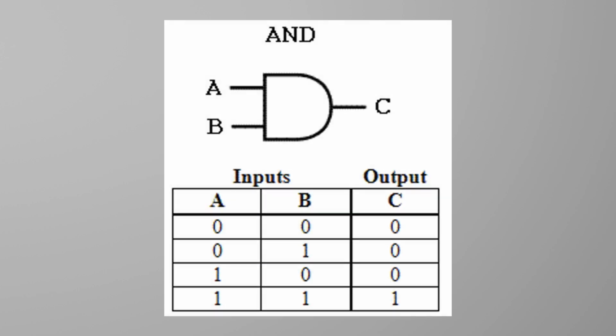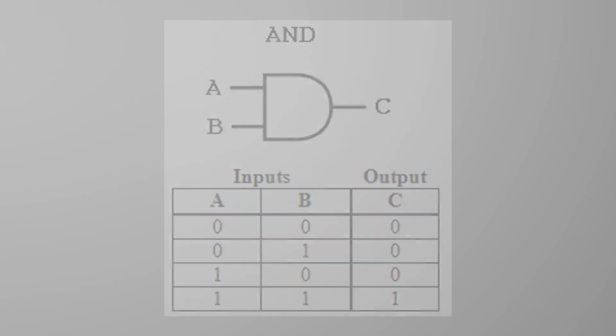Next, the AND gate operates with two inputs. Its job is to produce a 1 only when both inputs are also 1. If even one input is 0, the output will be 0. This gate represents the logical AND, meaning both conditions must be true for a true output. So when you see an AND gate, think of it as a filter that only lets a 1 through when both inputs match.